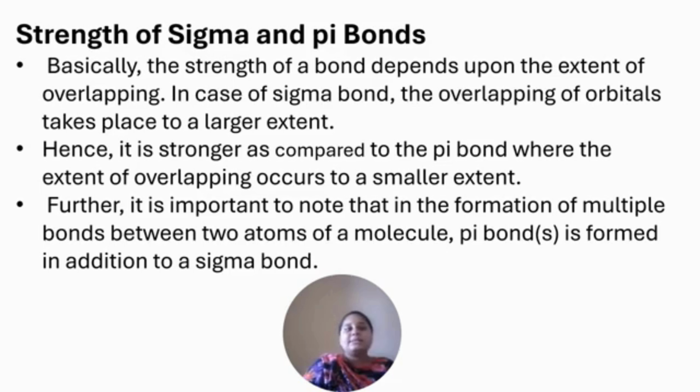Basically, the strength of a bond depends upon the extent of overlapping. In case of a sigma bond, the overlapping of orbitals takes place to a larger extent, so it is stronger as compared to the pi bond, where the overlapping occurs to a smaller extent. Further, it is important to note that in the formation of a multiple bond between two atoms, a pi bond is formed in addition to a sigma bond.